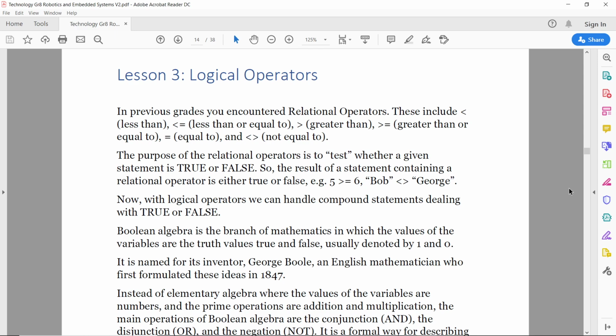Morning, guys. Okay, this is lesson three, and it's all about logical operators. One of the super important things that a computer has to be able to do is to answer questions. So in a program, we state something, and then depending on whether the result of that statement is true or false, the program will do something differently.